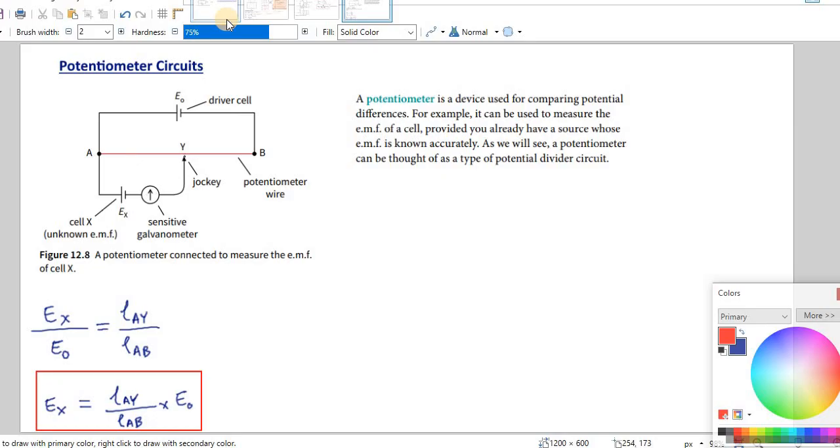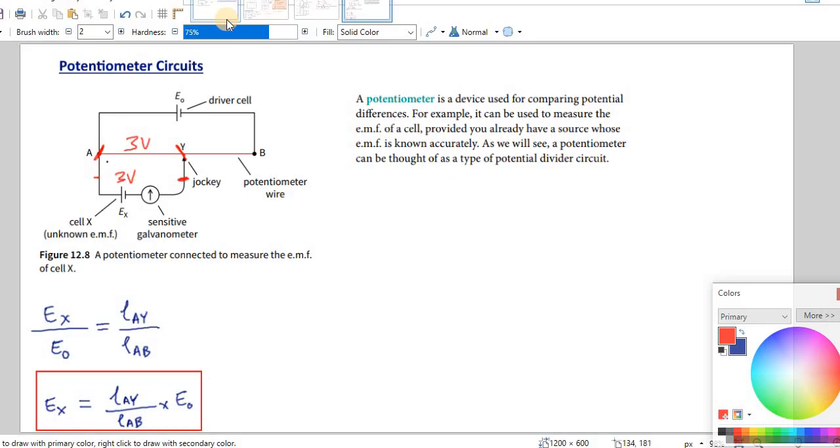So you can find where is the point Y on this red wire AB that will cause this to not be deflected to the left or the right. Now when it is not deflected, that means the potential here and the potential here are the same. So for example, let's say the potential difference here is 3 volts between this point and this point, and let's say the potential between AY, this point and this point, is also 3 volts.